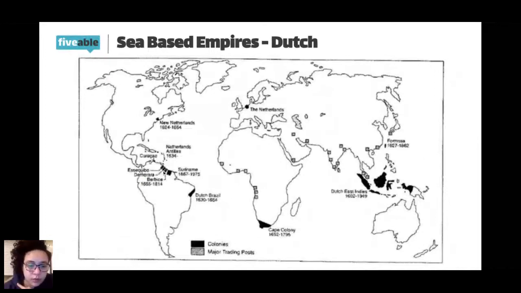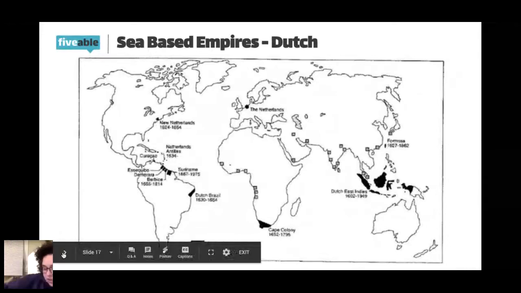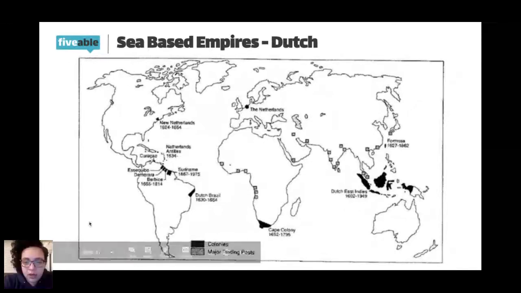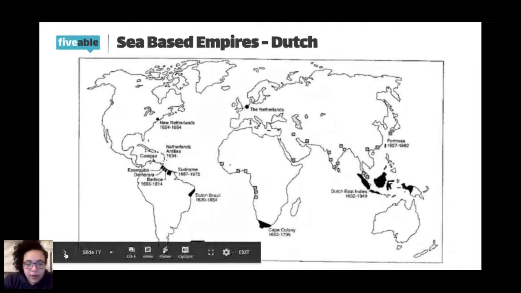And I guess some of Brazil. Let's see, New Netherlands. Yeah, so they had a little bit of land in North America, but literally for like 40 years. So the Dutch, don't spend too much time studying on the Dutch. Just know Indonesia, that was their territory.